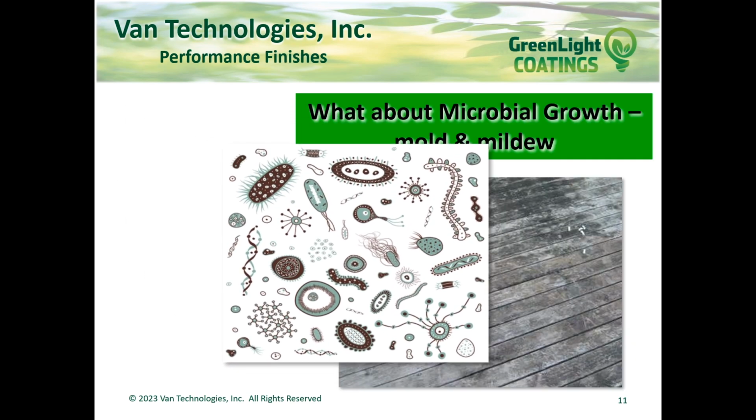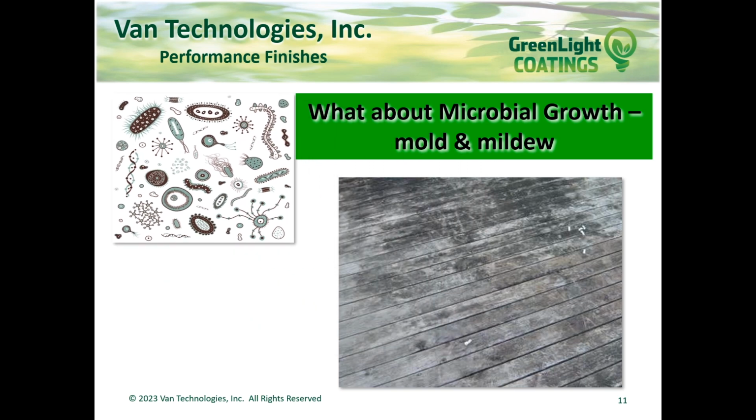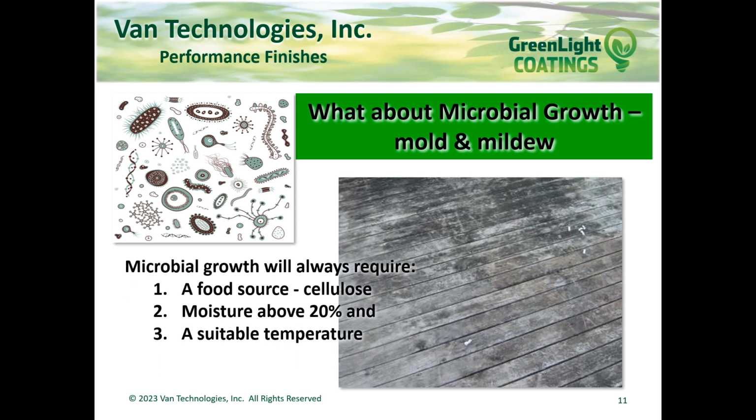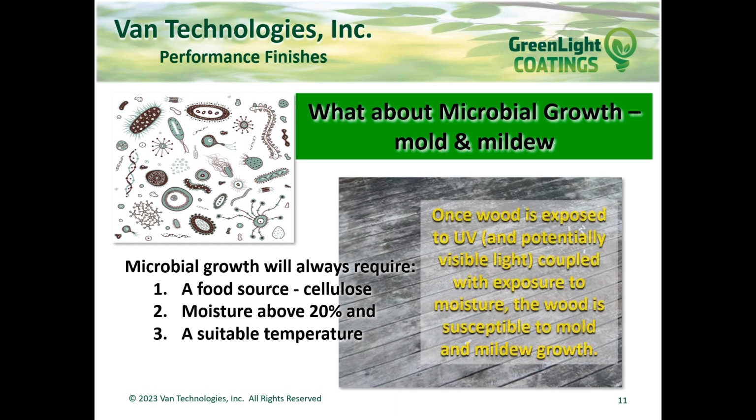But what about microbial growth? Great question. It's important to know that microbial growth will always require: 1. A food source. In wood, that's cellulose. 2. Moisture content above 20%, and 3. A suitable temperature. Once wood is exposed to UV and potentially visible light, coupled with exposure to moisture, the wood is susceptible to mold and mildew growth.